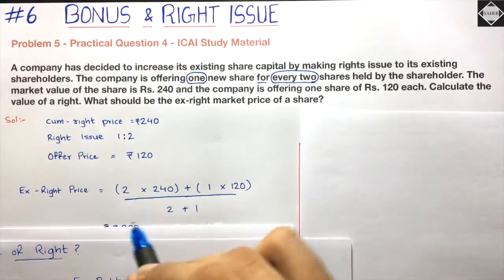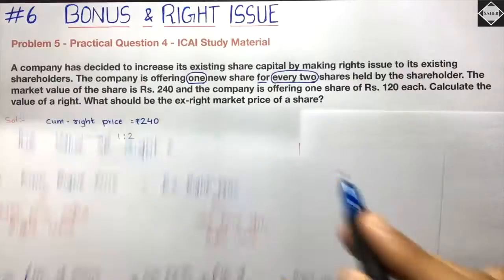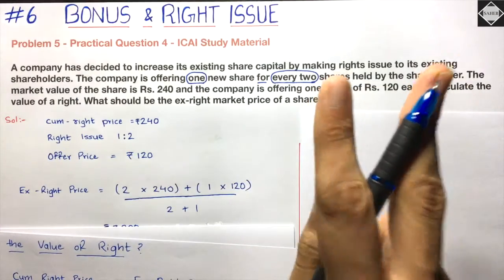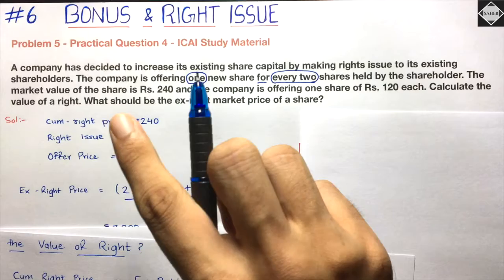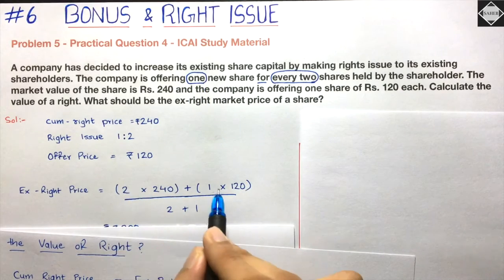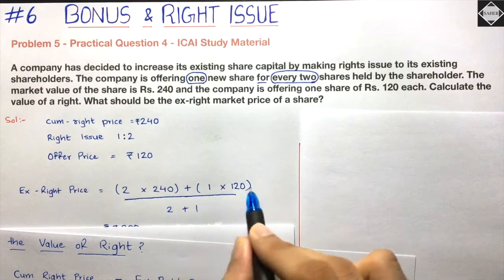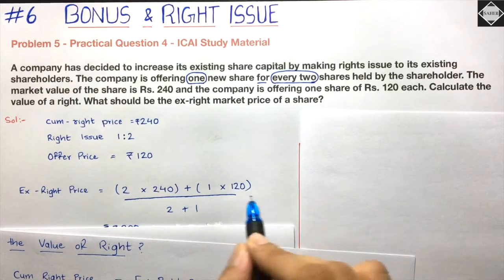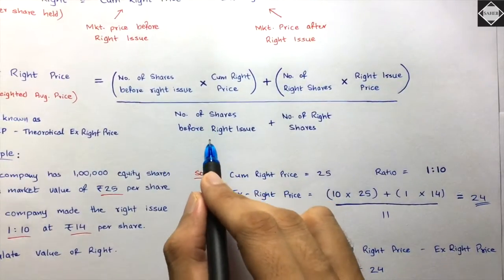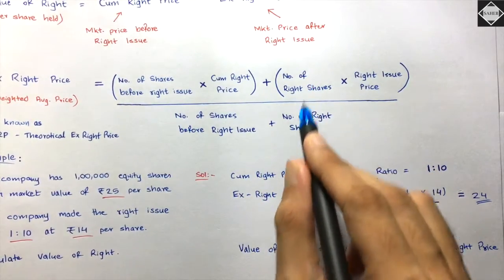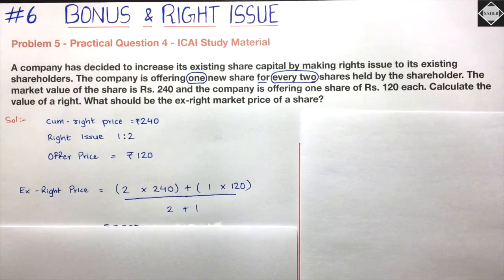Use the ratio. Number of shares before the right issue, that is 2. If you have 2 shares, then only you will be able to purchase one right share. So 2 will come over here and then 1 will come over here, right share. You will get one right share now, 1. Divide by 2 plus 1. Why 2 plus 1? Number of shares before right issue, the same thing. And number of right shares, here also 1. So 2 plus 1.